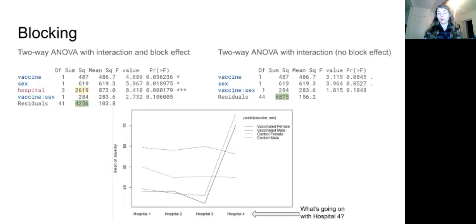If we compare this to an ANOVA table that does not include hospital as a block, if we just ignore the fact that the 48 patients came from different hospitals and lumped them all together into one sample, we now see that our inference changes. We no longer find any significant effect of sex or vaccine. And this occurs because that variation that we apportioned to hospital in the blocked model gets lumped in with other residual variation in the non-blocked model. Consequently, our F values decrease and our P values increase.